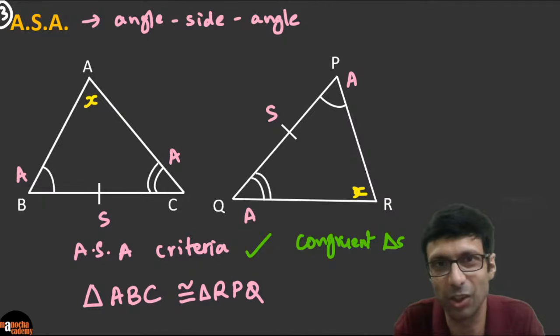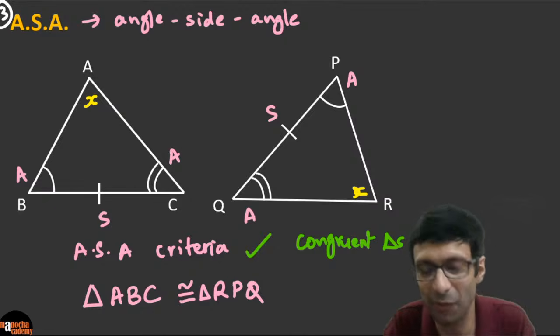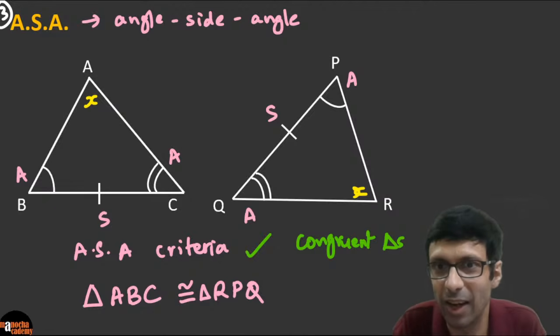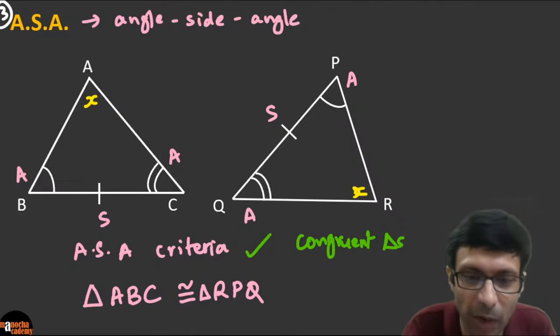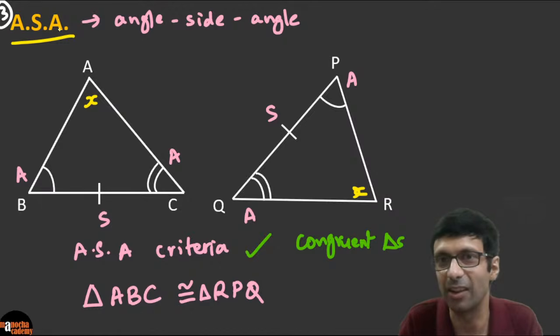And please check my answer also. I might make some error here because I'm doing it live in front of you. So this is the answer: triangle ABC is congruent to triangle RPQ. Order is very, very important. Excellent. And we applied our criteria where two angles are given, angle side angle.